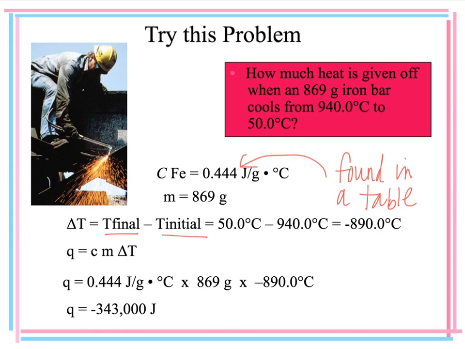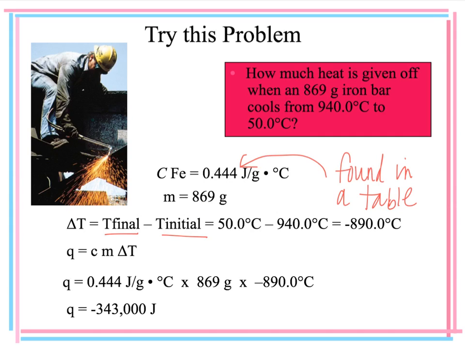Also, I can see that if I went from 940 to 50, I obviously released energy, or released heat, to get that to cool down. So I should expect my value to be negative as I'm going through this problem. Of course, let's get ready to do this. C, which is our specific heat for iron, is 0.444 joules per gram times degrees Celsius. We found that in a table and gave it to you. That is something you can look up. The mass it gave us from the problem was 869 grams, right here and right here.